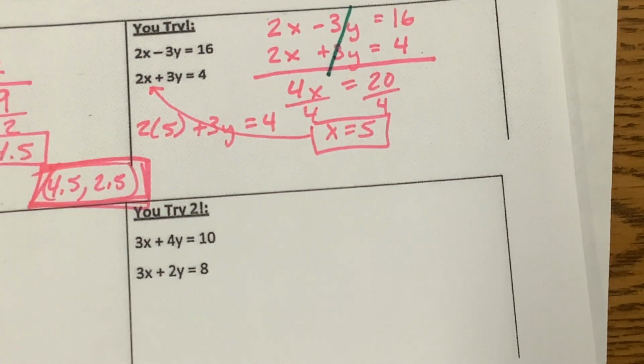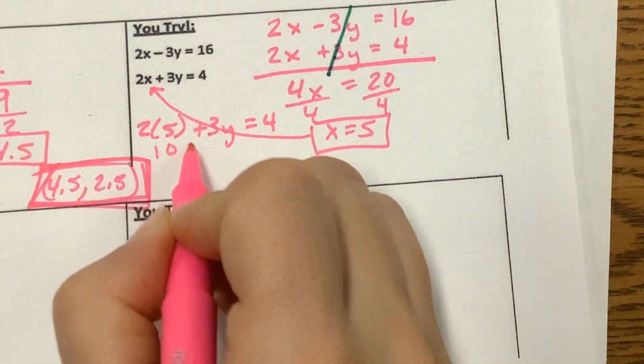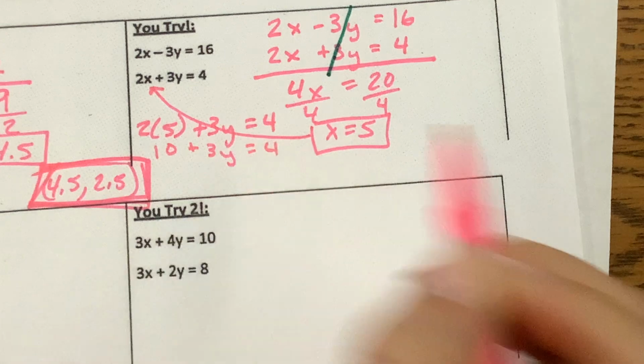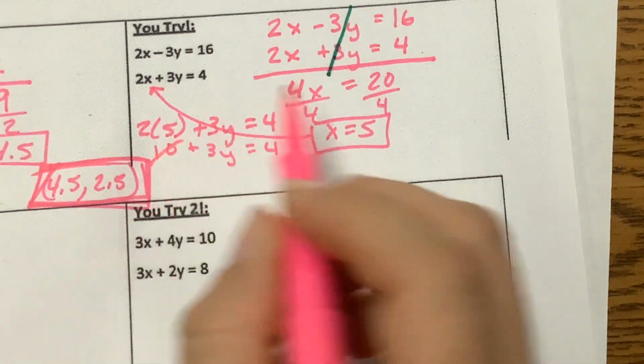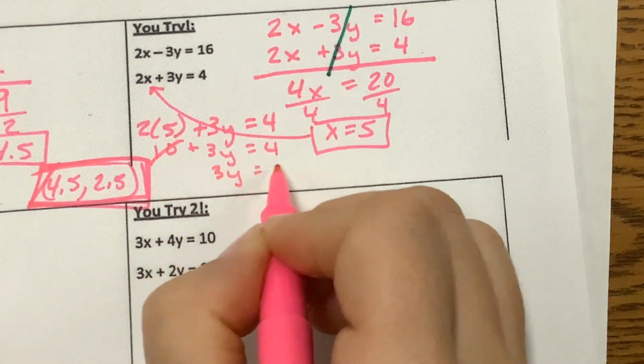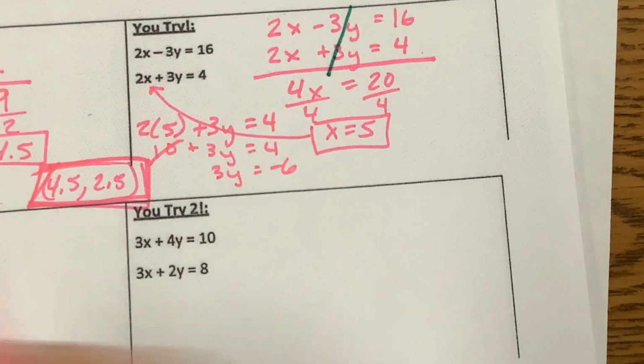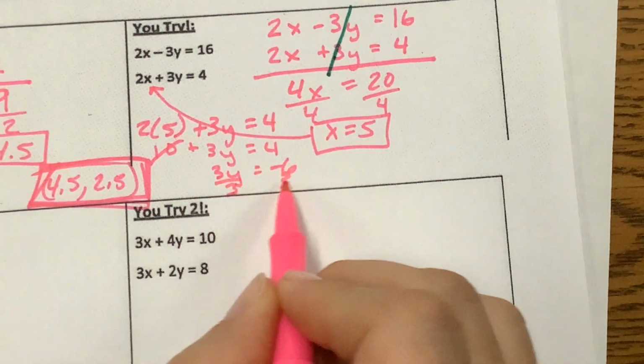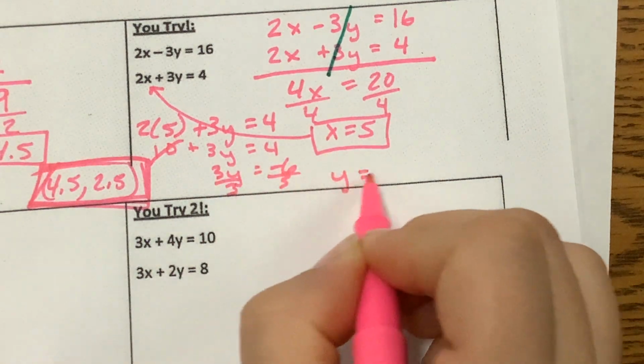Start to solve for the y value. This is 10 plus 3y equals 4. Move the 10 over by subtracting. Now you have 3y equals negative 6. Divide by 3, and y equals negative 2.